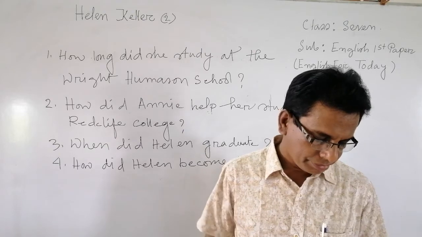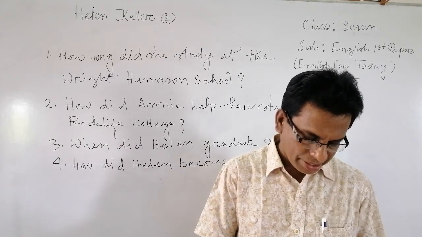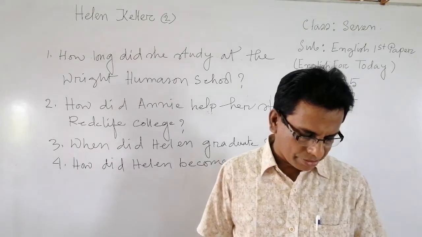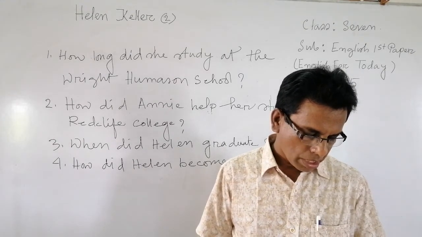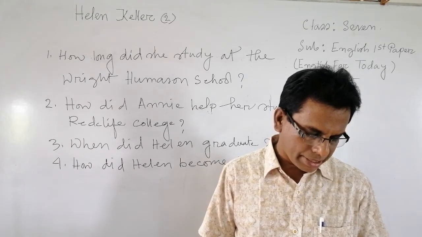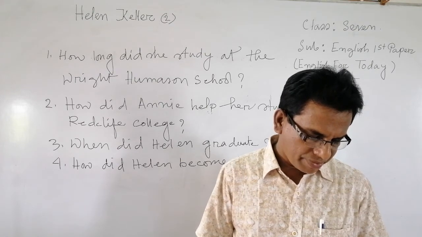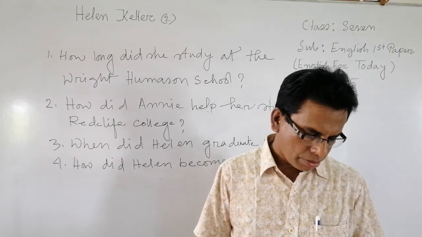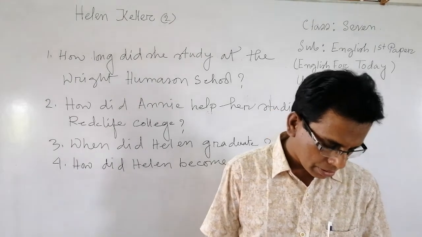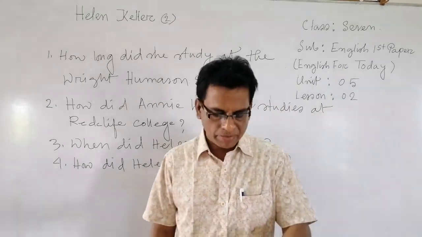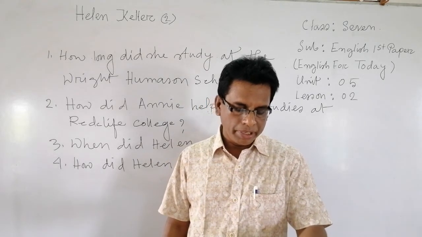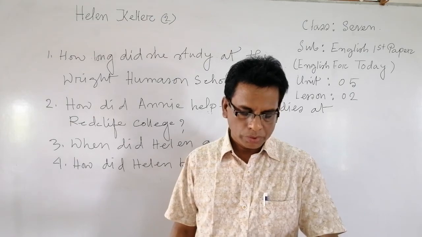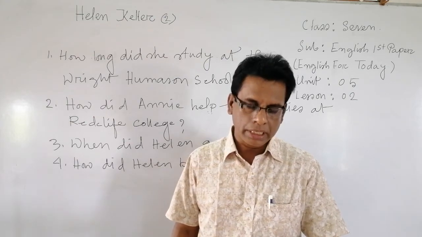Number 6. Which sentence gives the correct information according to the text? Annie taught Helen at Radcliffe College. Annie explained lectures and texts in the class. Annie was not allowed to enter the class. Here answer is number 2 or B. Annie explained lectures and texts in the class.